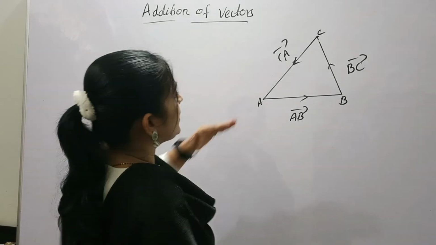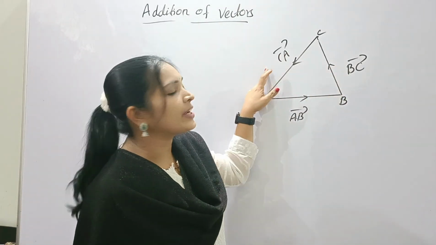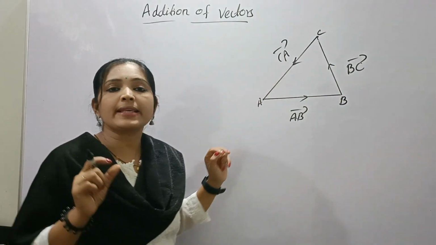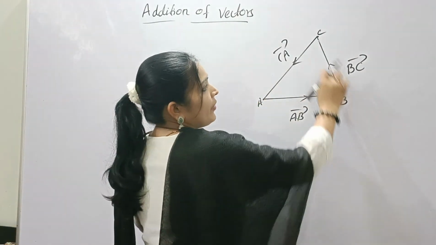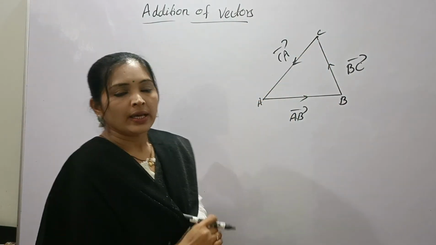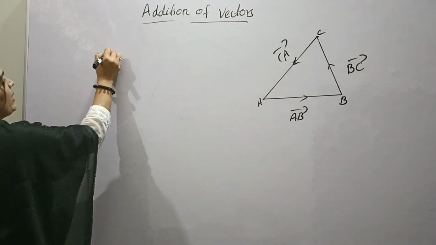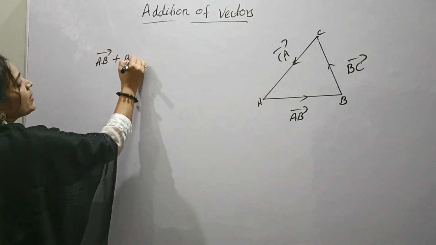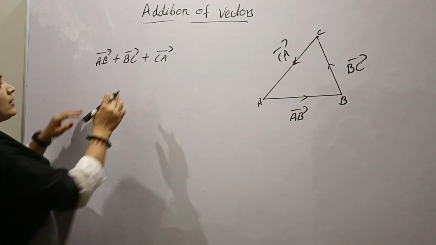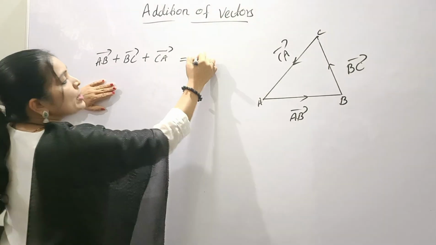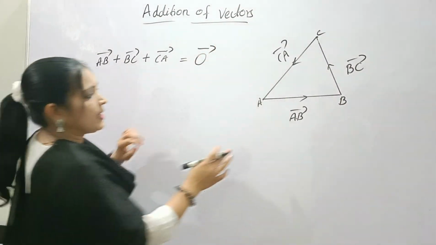Look at this figure. Here vector AB, vector BC and vector CA are three sides of a triangle taken in order. Then what is the sum of these? Vector AB plus vector BC plus vector CA is equal to zero vector. Why? See here.